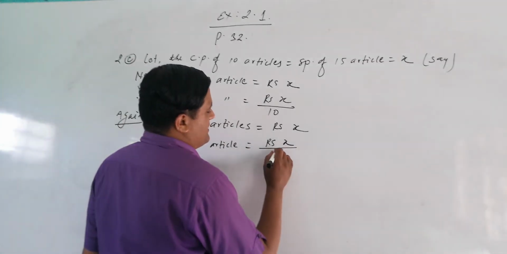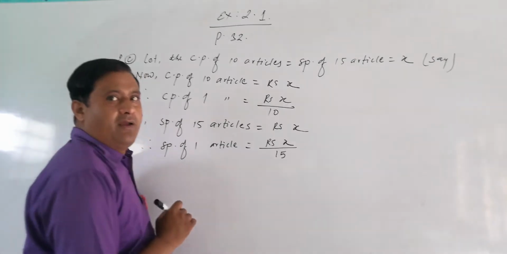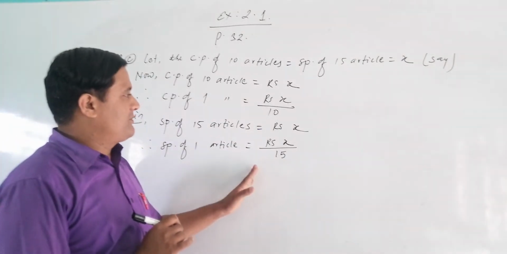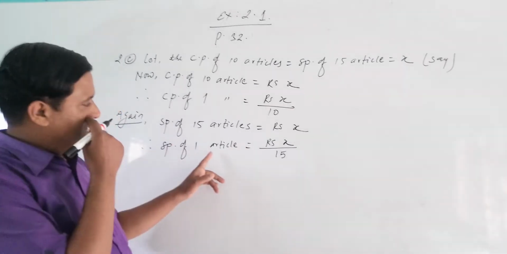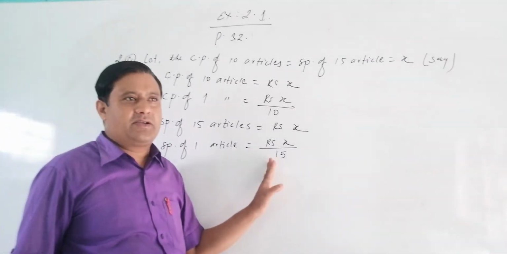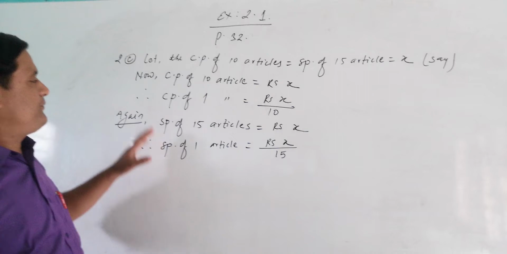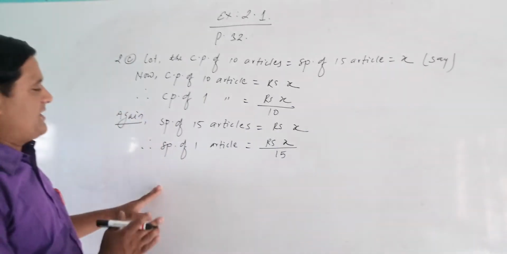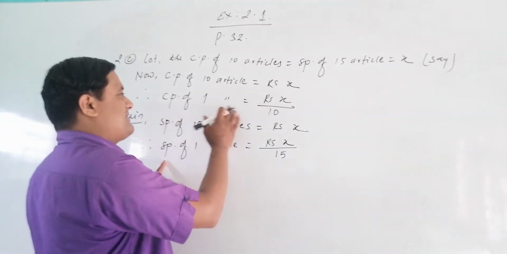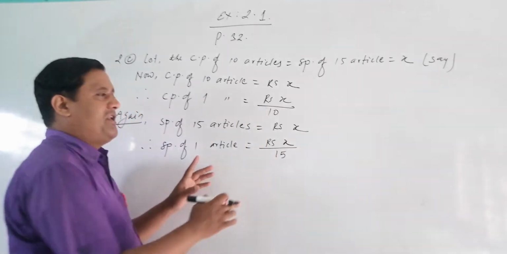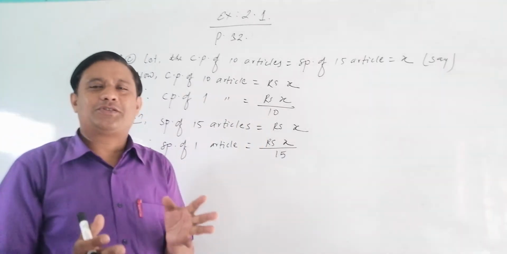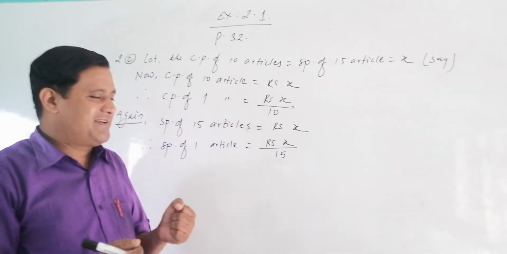15. Rupees X by 15. Okay, we have to do this condition first of all. SP of 1 article, so rupees X by 15. This thing we have to do. Later, we have to check this is the cost price of 1 article, and this is the selling price of 1 article. Now compare it, which one is more or which one is less.